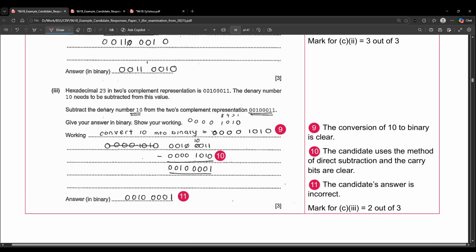Let's talk about this question. So hexadecimal 23, 2's complement is this. The denary number 10 needs to be subtracted. So they're saying conversion of 10 is clear. Okay, so they have done this. Then the candidate used the method of direct subtraction and carry bits are clear. So this is also done.